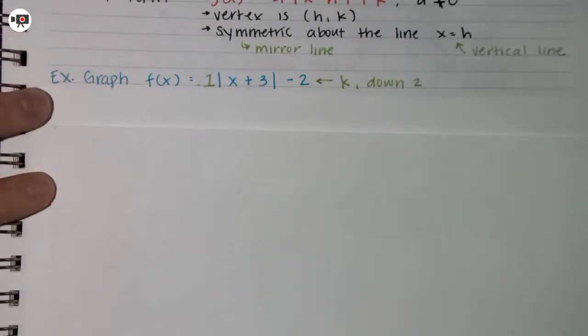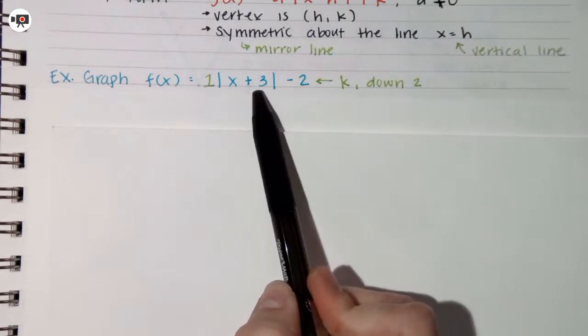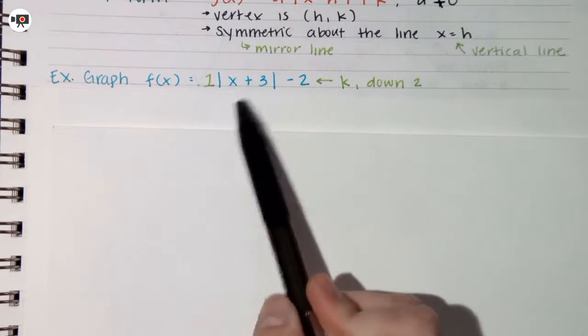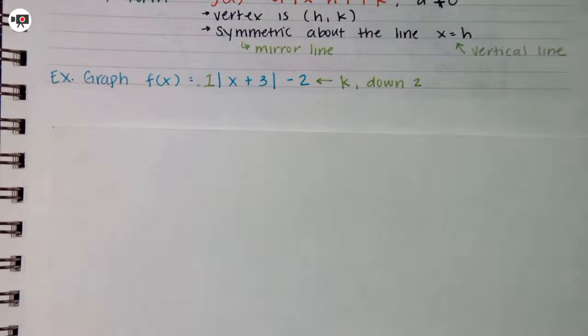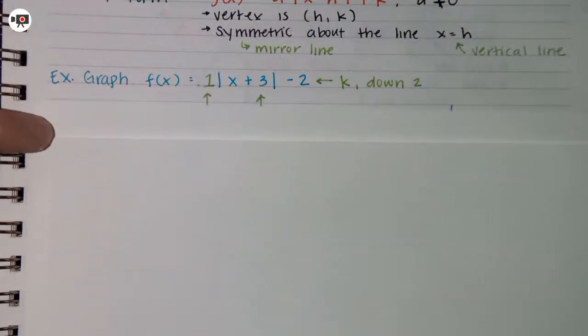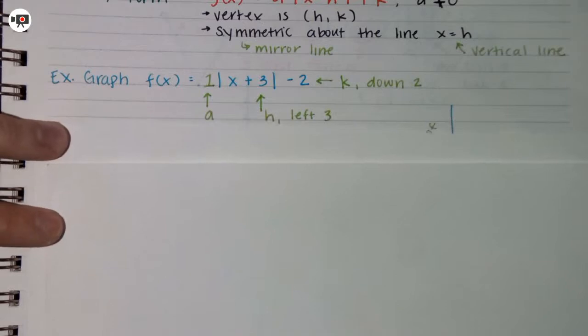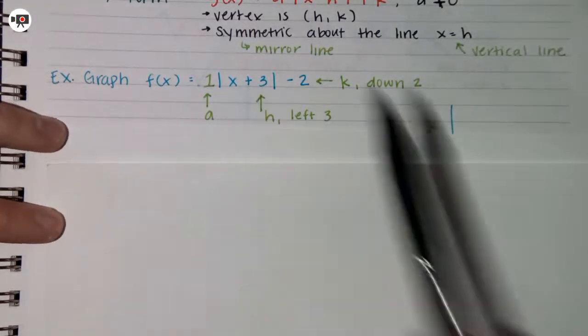So if I were to graph f of x equals the absolute value of x plus 3 minus 2, I know that this is in vertex form. My a is a 1. There's an invisible 1 in front. This k means it will shift down 2, and this plus 3 is going to move it to the left 3 units.